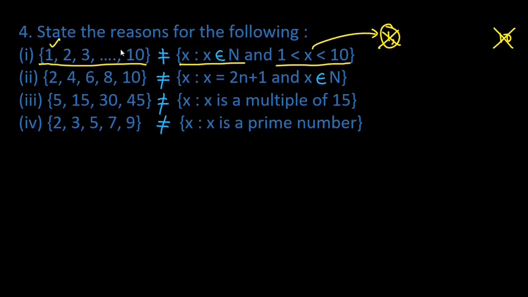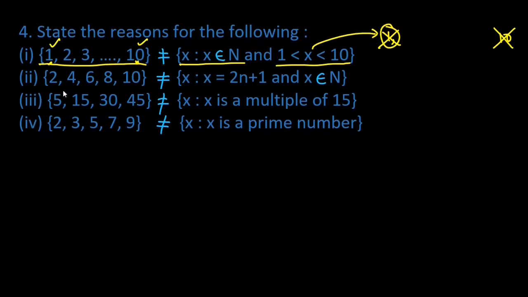So here in roster form the set is given as 1, 2, 3 and up to 10. So in this set builder form there should not be 1 and 10. But here we have 1 and 10. So they are not equal. This is the reason for inequality.